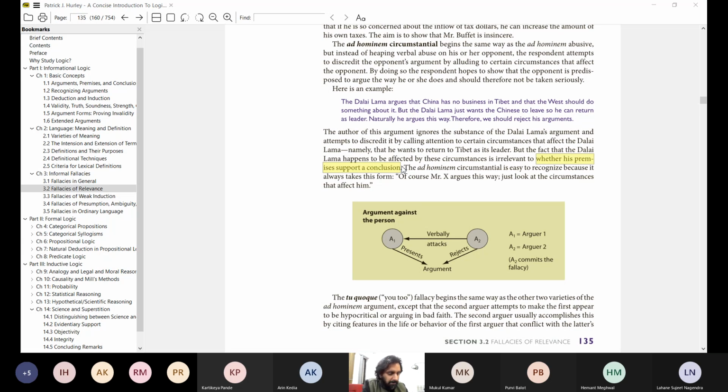So whenever you're asking something that's not about the argument but about the arguer, then you're committing this fallacy. And the difference between the circumstantial and the abusive is just this: here you're not abusing the Dalai Lama or imputing motives, but you just think, look, it's natural that he has an interest in doing this, so of course he would do this. Yeah, go ahead, Sujit.